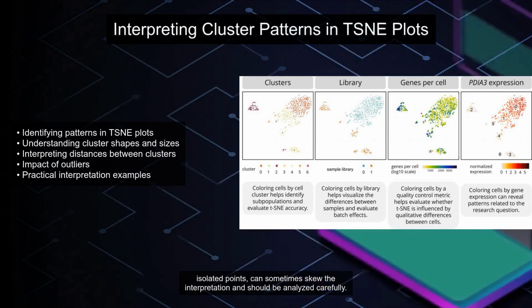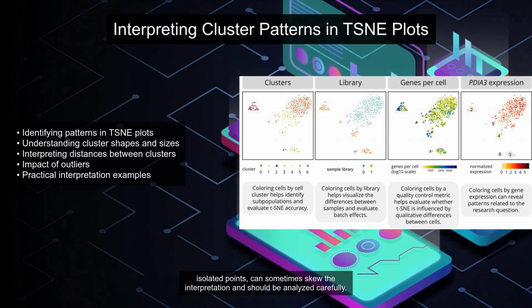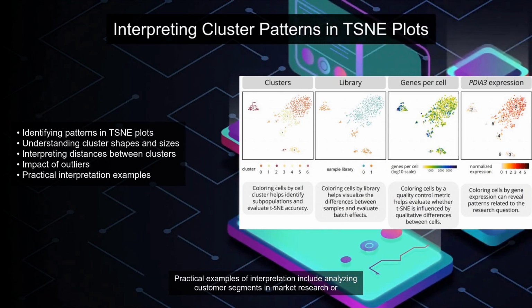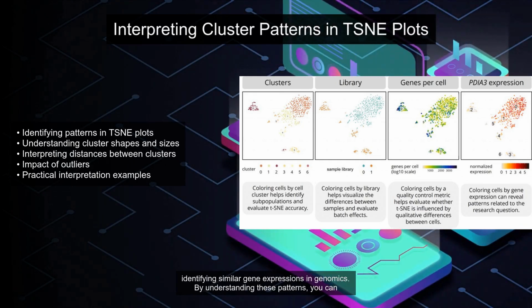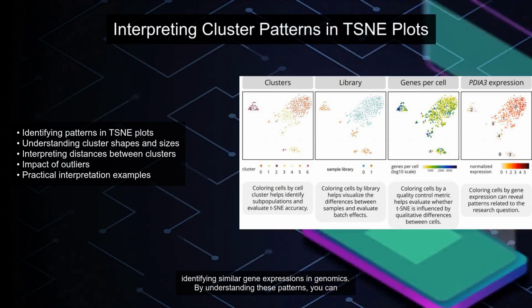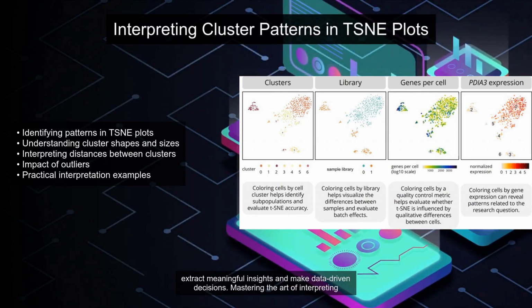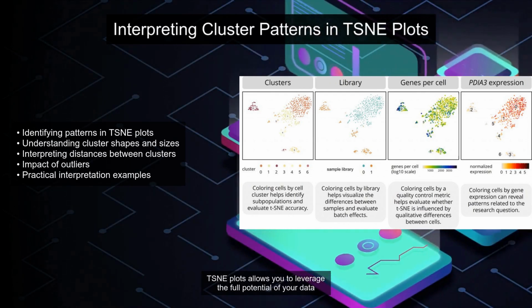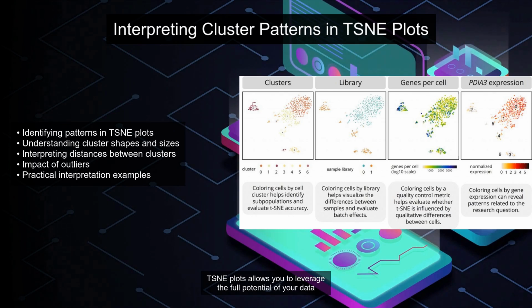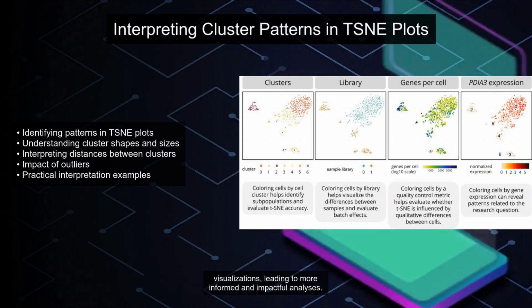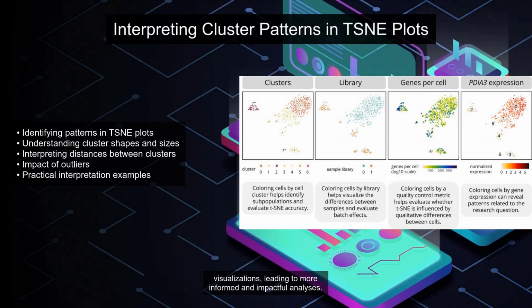Outliers, which appear as isolated points, can sometimes skew the interpretation and should be analyzed carefully. Practical examples of interpretation include analyzing customer segments in market research or identifying similar gene expressions in genomics. By understanding these patterns, you can extract meaningful insights and make data-driven decisions. Mastering the art of interpreting TSNE plots allows you to leverage the full potential of your data visualizations, leading to more informed and impactful analyses.